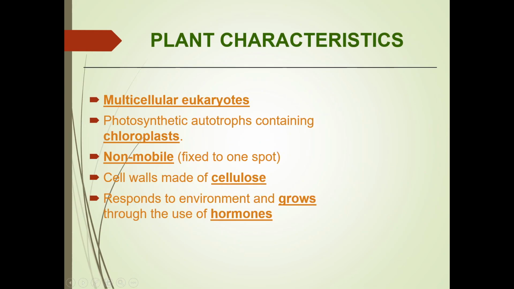First of all, let's talk about the plant characteristics. They are multicellular eukaryotes, photosynthetic autotrophs containing chloroplasts, non-mobile, have cell walls made from cellulose, and respond to the environment and grow through the use of hormones.